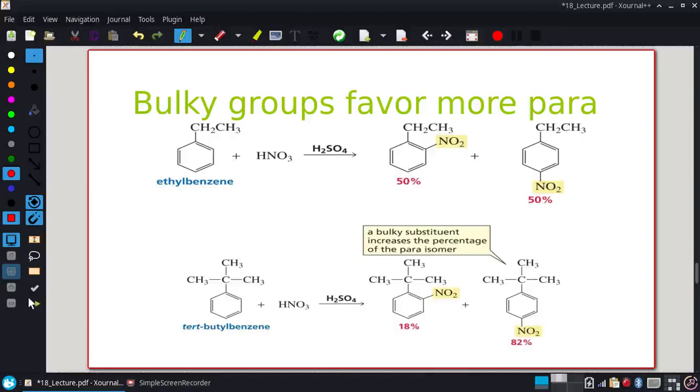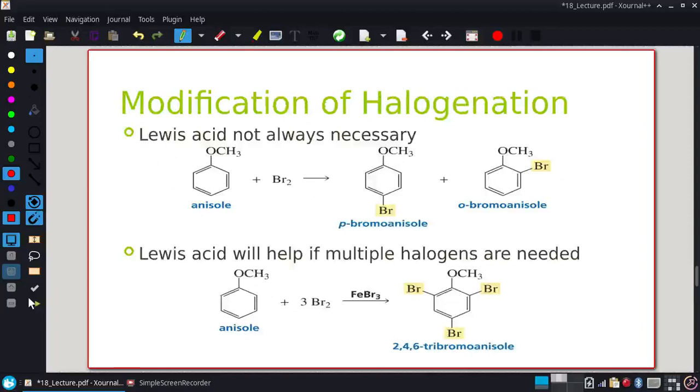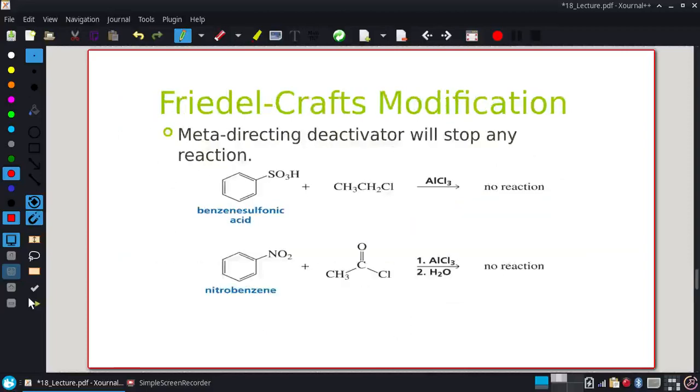So if I go up to tert-butyl attached, we will see that there's almost none of the ortho. It's almost all going to go para. And that really is the driving factor. When there's a group already on there and you're attacking ortho-para, the bulkier or bigger that group is, the more of an effect that's going to be. Yeah, we saw that. All right.